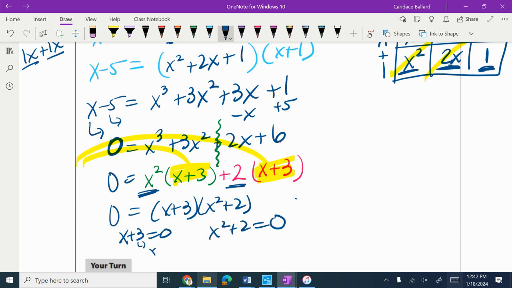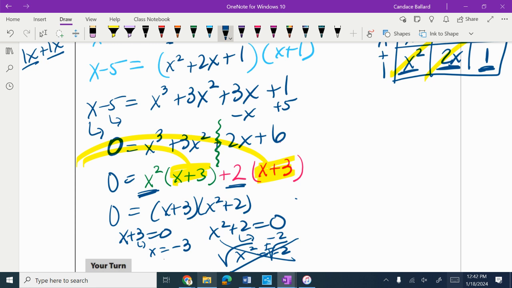I'm going to move the 3 by subtracting, so I get x equal to negative 3. I'm going to move the 2 by subtracting. So I get x squared equals negative 2, and then I'm going to take the square root, and I know when I take this square root, I can't get any real solutions off this, so that one's going to be extraneous. So we're not plucking our eyes out.